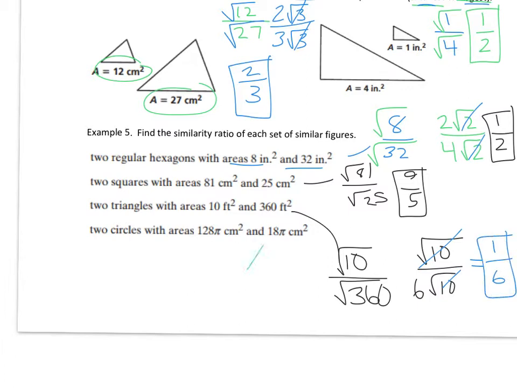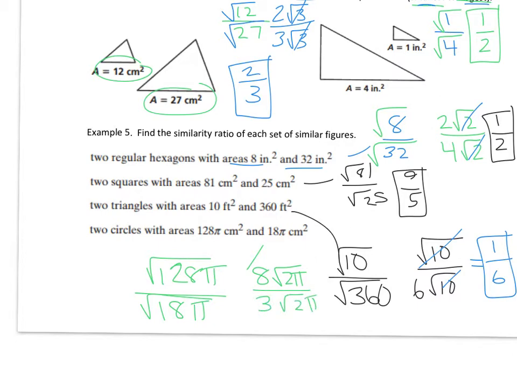And then the last one is the square root of 128 pi over the square root of 18 pi. So this is 8 root 2 pi over 3 root 2 pi. These cancel out, so it's 8/3. So if you know the area ratios, to find the similarity ratio or the perimeter ratio, you just take the square root.